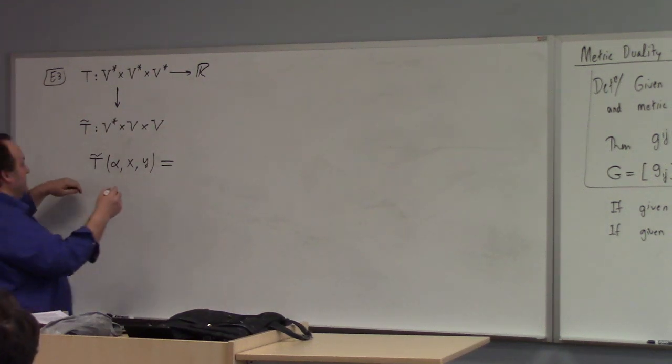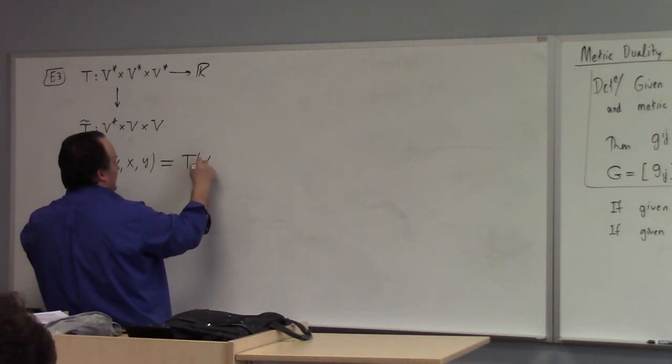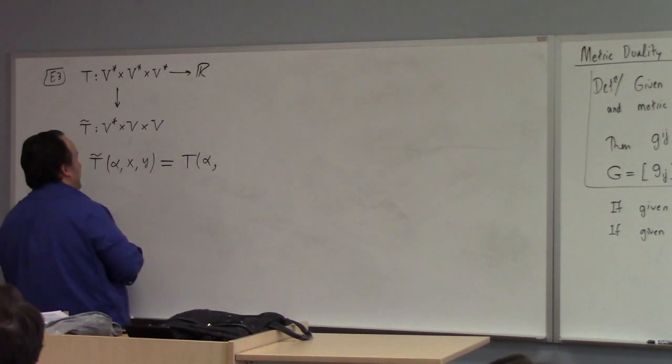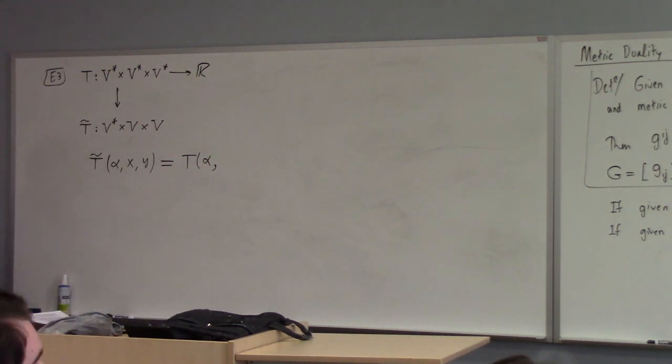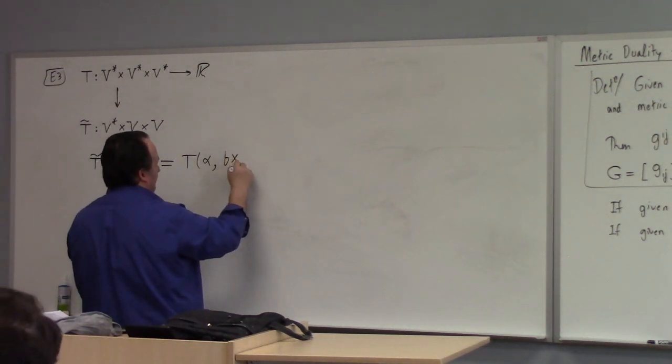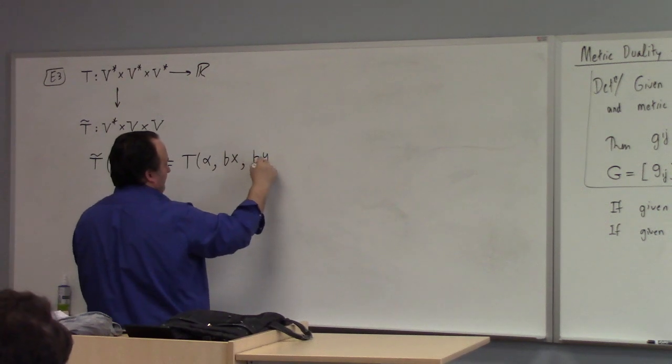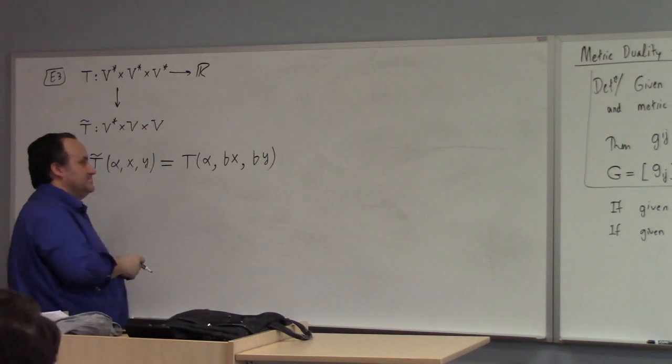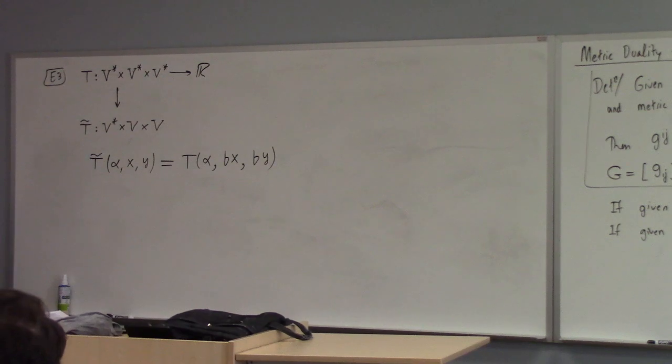I'll do the easy part. T of alpha, haha, take that. Flat X, flat Y. Very good. So I can convert tensor type using these isomorphisms.